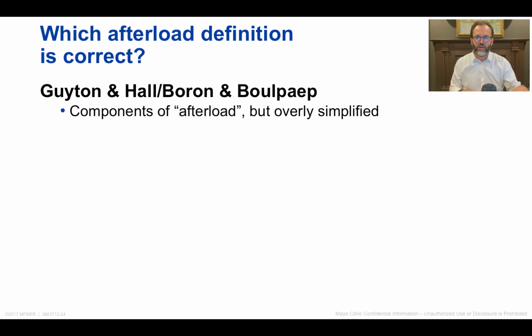And so if we look at these other definitions with both Guyton and Hall and Boron and Boulpaep, I think it's accurate to say that they're certainly estimating components of afterload, but those components in isolation result in a very oversimplified view of what work the ventricle actually has to perform when it's ejecting blood out into the central circulation. And then that stress, and the measurement of that stress, has implications for how the ventricle adapts both physiologically and pathophysiologically to chronic increases in stress.